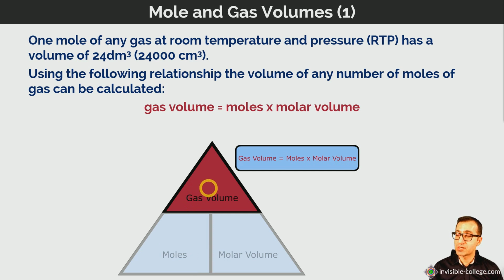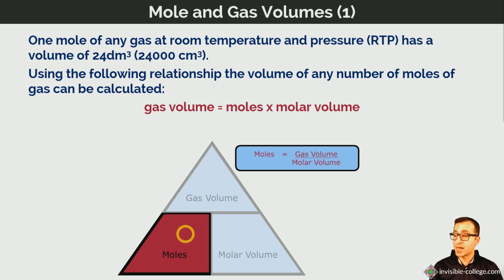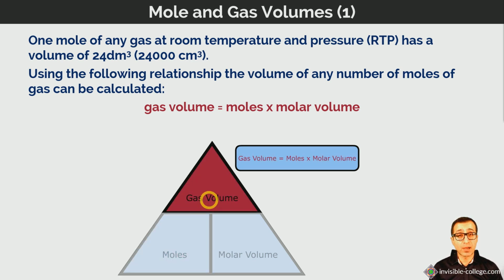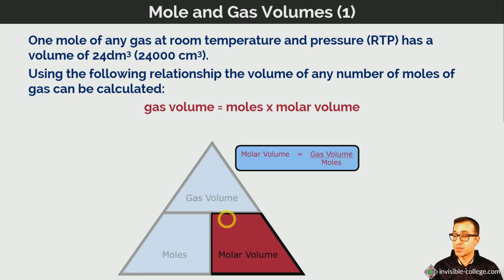At standard temperature and pressure, it's a different volume, but here we're talking about room temperature and pressure. So if you wanted to rearrange this equation to find the number of moles of gas that you have, you would divide both sides by the molar volume. And if you wanted to rearrange the equation to calculate the molar volume, you would divide both sides by the number of moles.